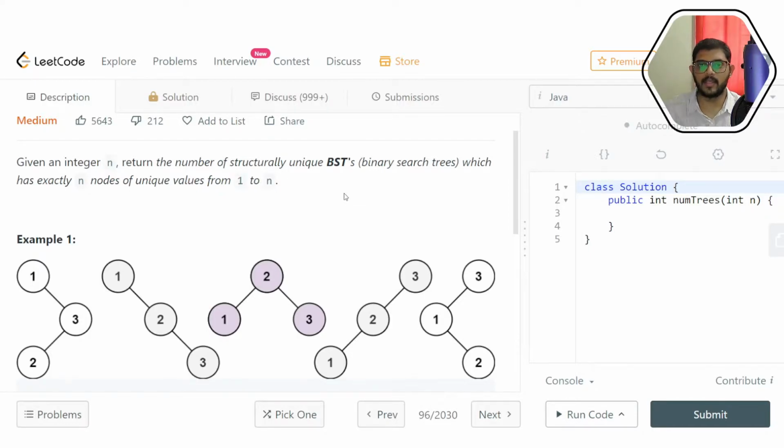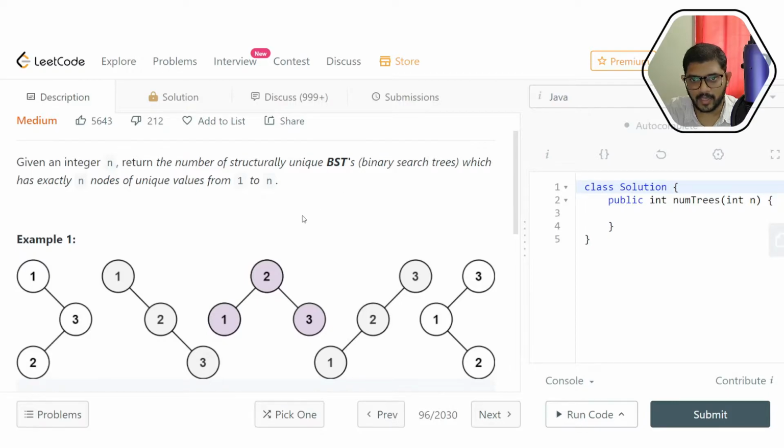For example, if the given input is 10, then we have to create a binary search tree which has exactly 10 nodes, and the values of those 10 nodes are numbers ranging from 1 to 10. Now, with these 10 nodes, how many structurally unique BSTs we can form is the question.